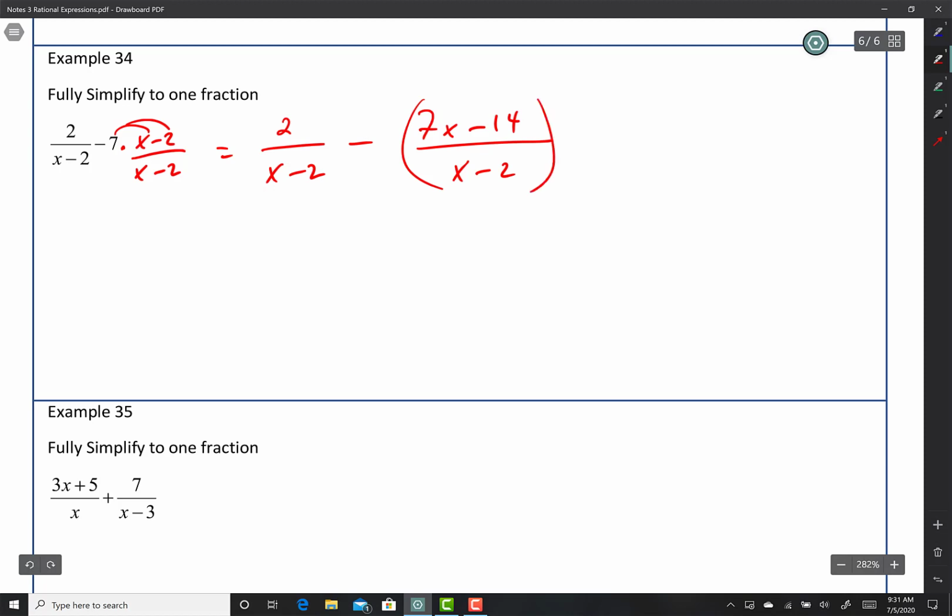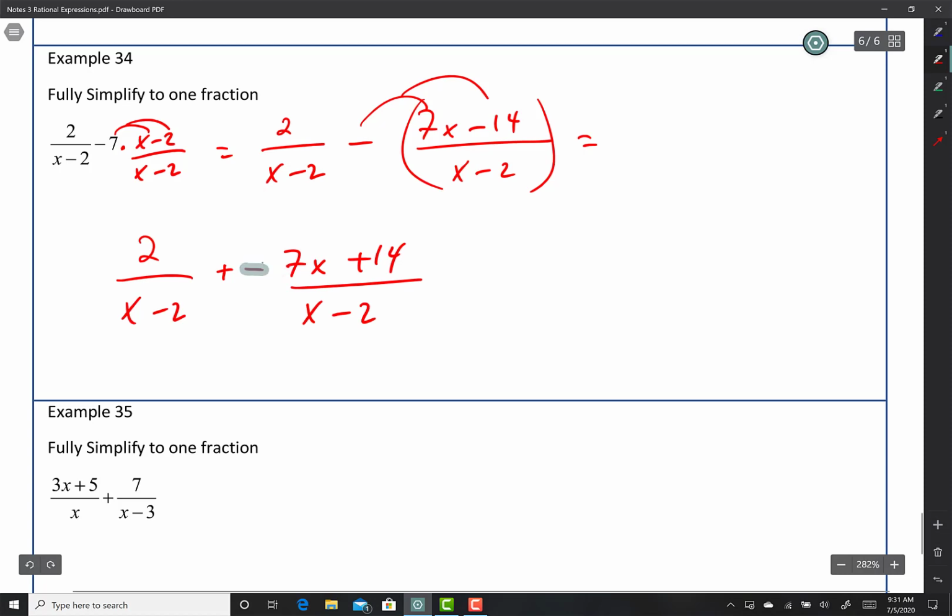Now, I still haven't distributed the negative, guys. So here's what we now have. The denominators are the same here. So 2 over x minus 2 minus, let's see, I'm going to put a plus here because I'm distributing the negative now. 7x plus 14 over x minus 2. So that negative there belongs to that 7x here. So now, when I combine all these, negative 7x plus 14 and 2 is 16 over x minus 2.